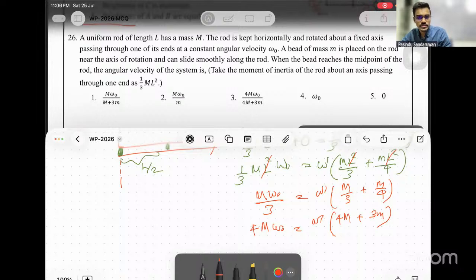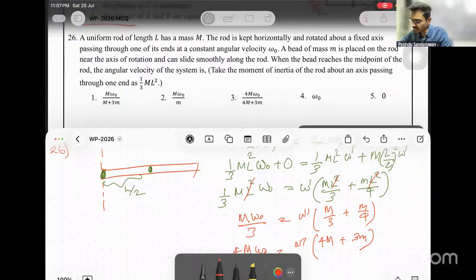There's a small mistake in the question. Let's do it this way. The moment of inertia around the axis here for the rod is not 1 over 3. That should be 1 over 12. Let's make that correction, otherwise it won't come out right. This should be corrected as 1 over 12.